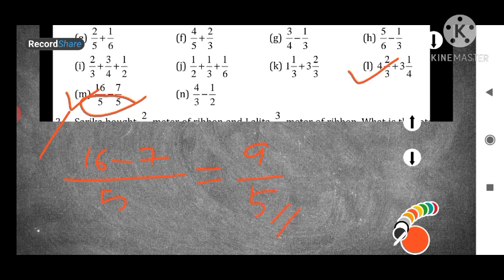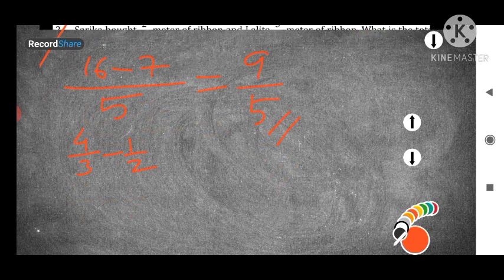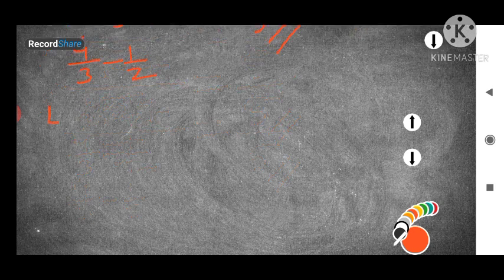Now N question. They are what? Unlike terms. What is given here? 4 upon 3 minus 1 upon 2 is given, isn't it? Now how you will do? Now you will find the LCM. Now LCM is what? LCM of 3 and 2 is 6. Okay, LCM will be 6. Now if the LCM we got is 6, now what you will write? 4. Now 4 multiply with what number?